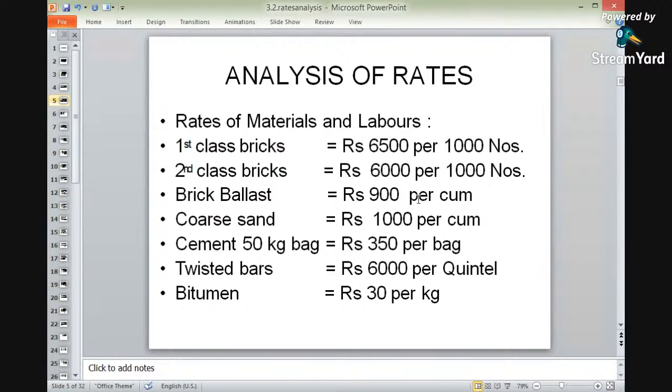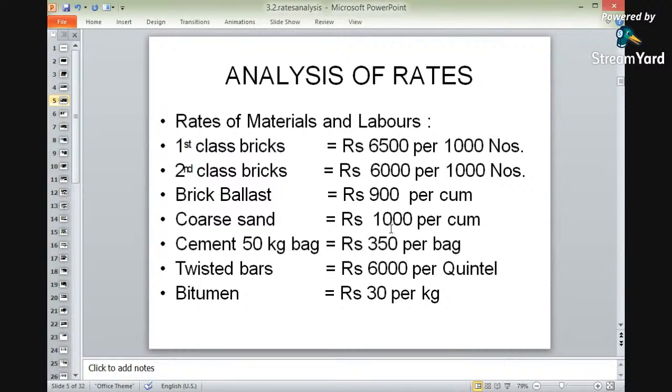So per cubic meter it is available. We have taken it as 900. We can take this as 1,000 also, or 950 also, but I have assumed this as 900 per cubic meter. All these rates, by a little survey, you can easily find out for the different items of works. Different materials: brick ballast we have taken as 900 per cubic meter, whereas coarse aggregate we have taken as 1,000 per cubic meter.